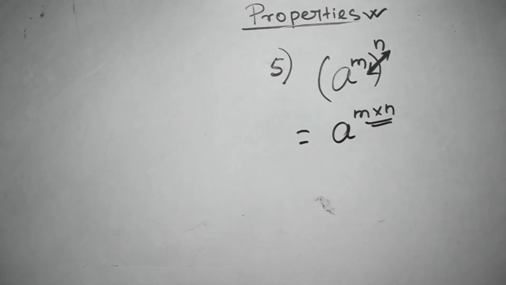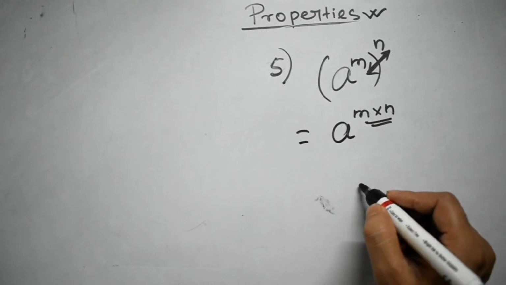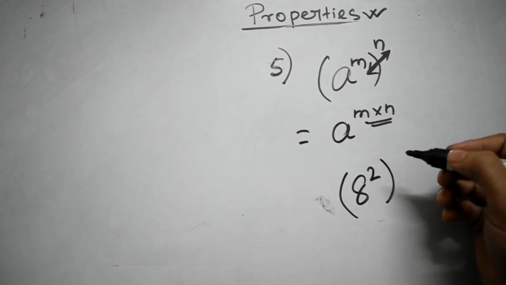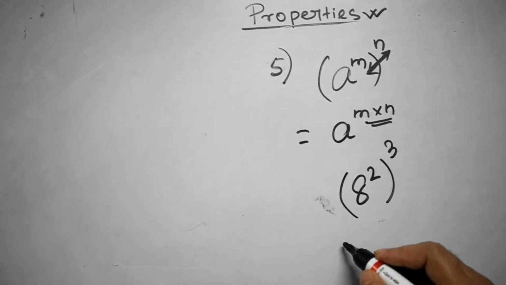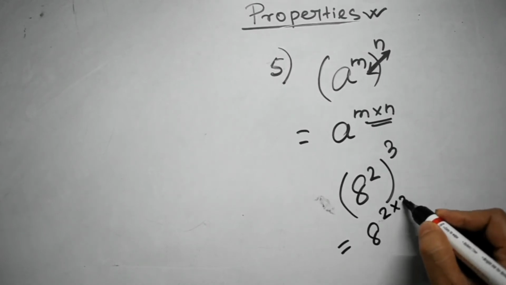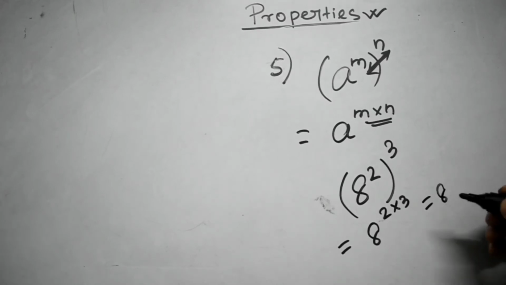Let's take an example. Let's say we have 8 square, then we have another power which is 3. Then simply we can write 8 to the power 2 into 3. That means your final answer is going to be 8 to the power 3 into 2, which is 6.